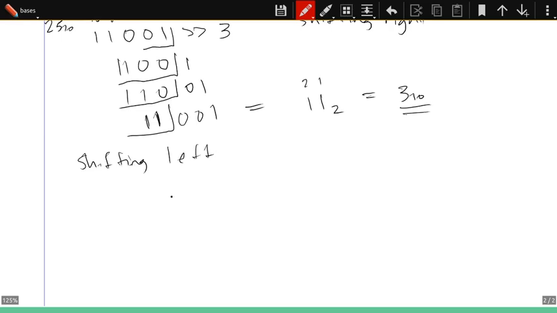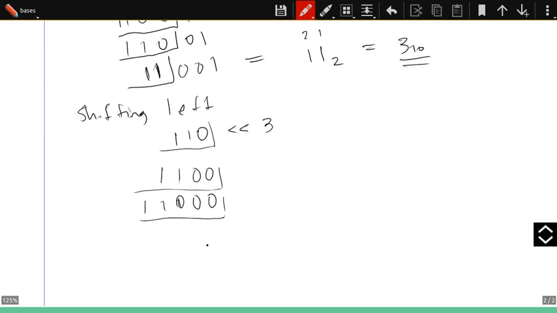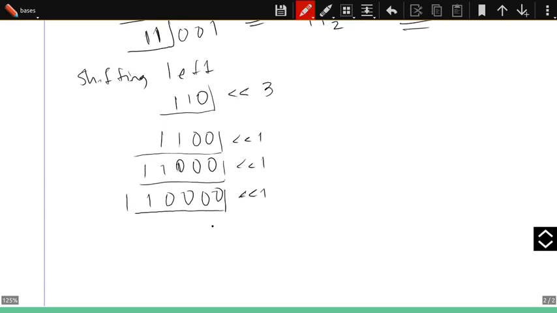Shifting left. So if, for example, we have 1, 1, 0, and we shift it to the left 3 places. Then we've got the edge here, but what we're doing when we shift to the left is we're moving all 3 of these digits left 3 places. So we move it left 1 place, and we fill this in with a 0. Then we move it left another place, and we add another 0. And then we move it left another place. So this is 1. We move it left another place, and we fill in with another 0. So we're shifting the bits left, and we're filling in the right with zeros. So we end up with a bigger number.